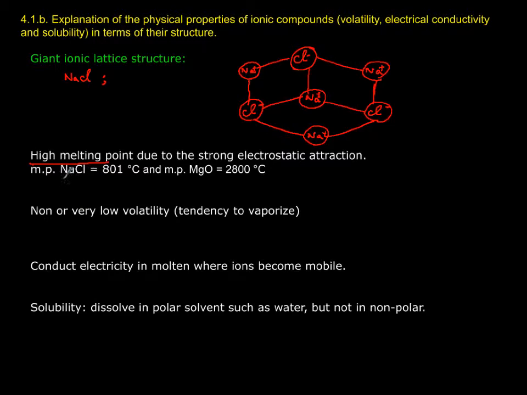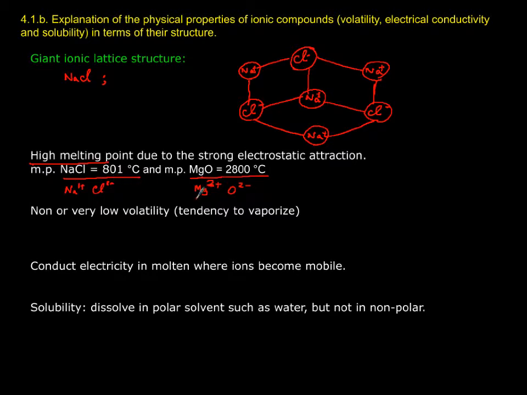For sodium chloride, the melting point is about 801. For magnesium oxide, it is about 2800. And if you're challenged on why this one is so much higher than sodium chloride, simply look at magnesium, it's 2 plus and oxygen is 2 minus, versus sodium, which is 1 plus, and chlorine, which is 1 minus.